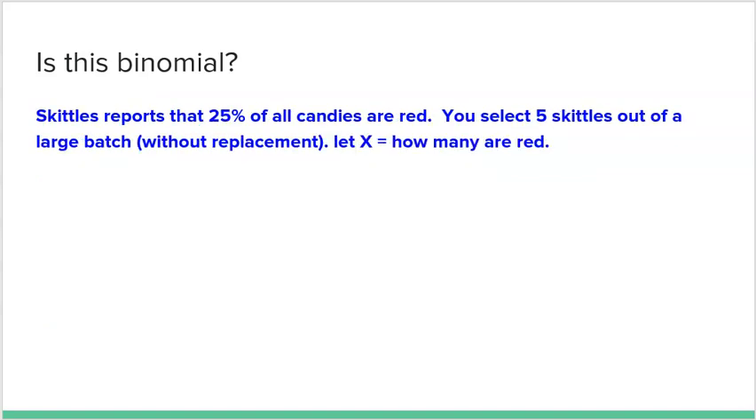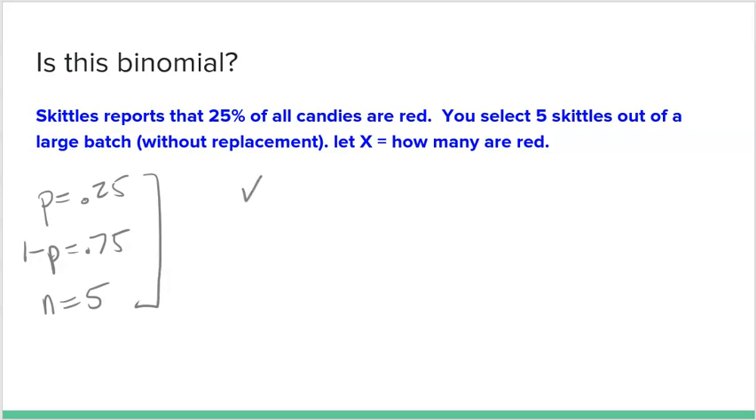All right, here's a second situation that's going to sound a little familiar. Skittles reports that 25% of all its candies are red. You select 5 Skittles out of a large batch without replacement. Let X be how many are red. Well, once again, they gave me the probability of success, 25%. Failure is implied to be 75%. And they did tell me that we're going to look at 5 Skittles. So that is all seeming to be true.